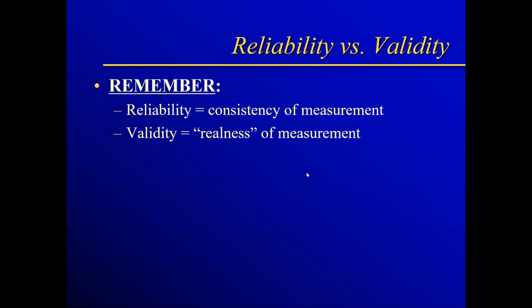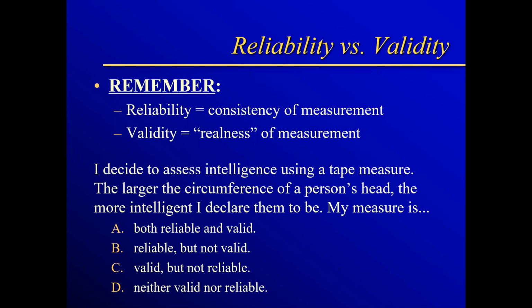So remember, reliability is the consistency of a measure, while validity is how real the measure is, or is the measure actually assessing what we want it to measure? So here's a question for you. Put the answer in the chat. I decide to assess intelligence using a tape measure. The larger the circumference of a person's head, the more intelligent I declare them to be. Is my measure both reliable and valid? Is it reliable but not valid? Is it valid but not reliable? Or is it neither valid nor reliable?